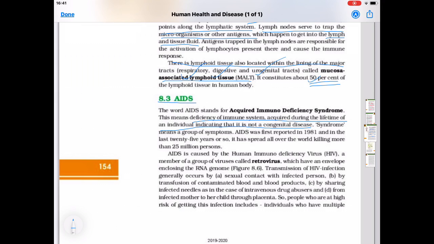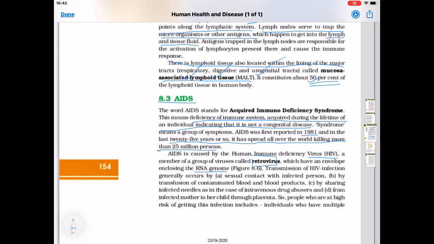AIDS was first reported in 1981, and in the last 25 years or so it has spread all over the world, killing more than 25 million persons. AIDS is caused by the human immunodeficiency virus, HIV, a member of the group of viruses called retrovirus, which have an envelope enclosing the RNA genome. That is, in the retrovirus, one outside envelope is present and inside, RNA as the genetic material is present.